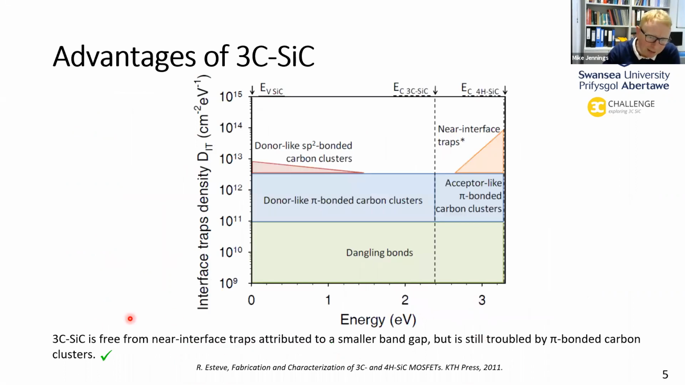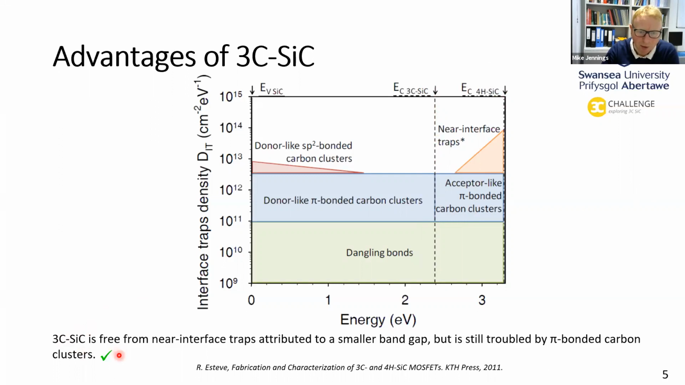If we look at another introductory slide, the interface trap density, the x-axis is energy. This is the conduction band edge for cubic silicon carbide. There are no interface traps around or near the conduction band edge for cubic silicon carbide, in contrast to its 4H counterpart, where we have a lot of NITs, near interface traps.